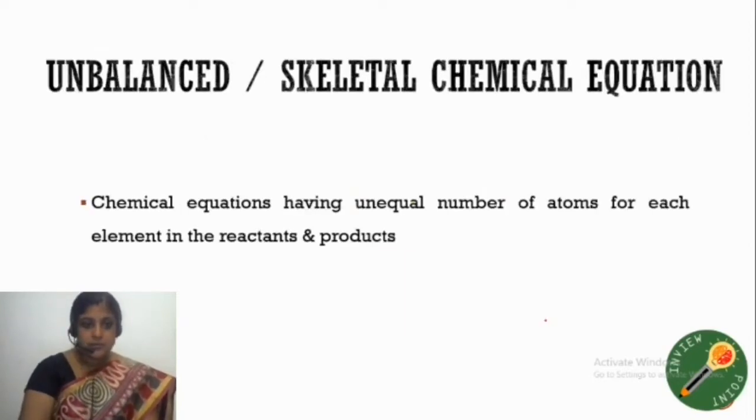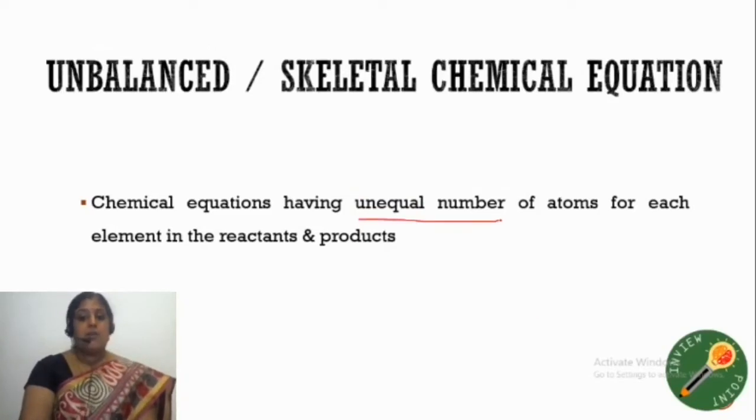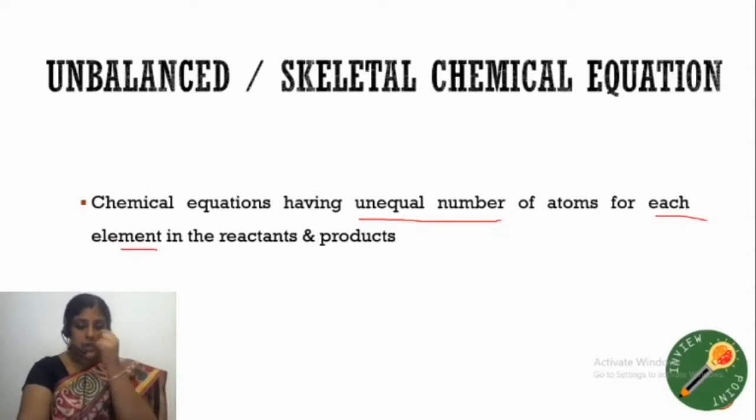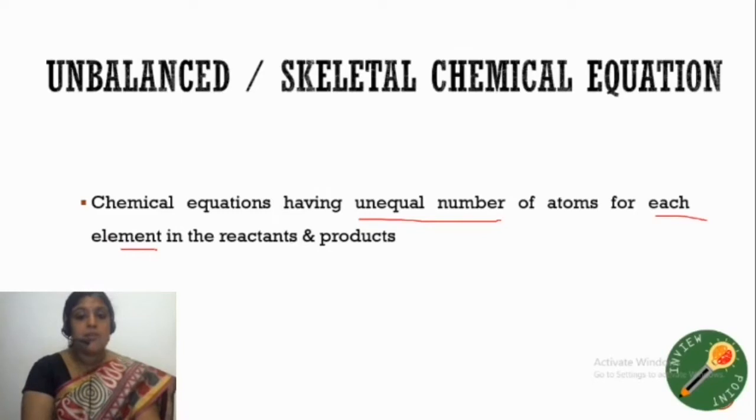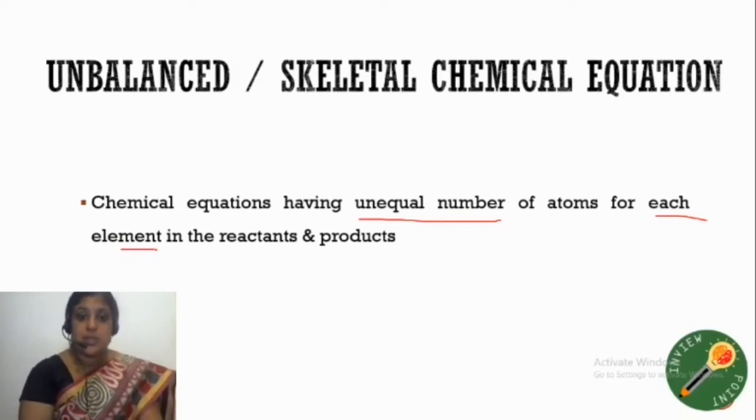So what is an unbalanced or skeletal chemical equation? Unbalanced chemical equations are those chemical equations having unequal number of atoms for each element in the reactants and products. If the number of atoms of any element in the reactant or product side is not equal, then such chemical equations are known as unbalanced chemical equations, or you can say they are the skeletal form of chemical equation. Is that clear, students?